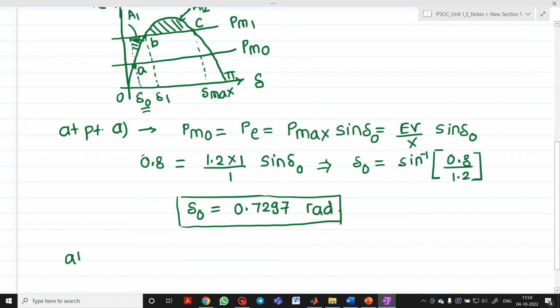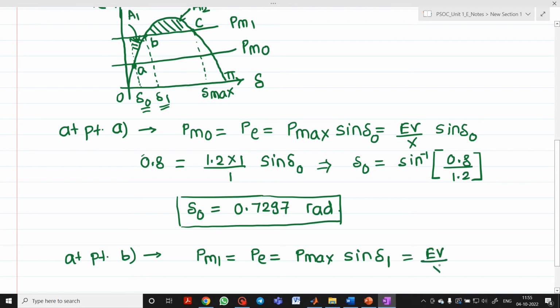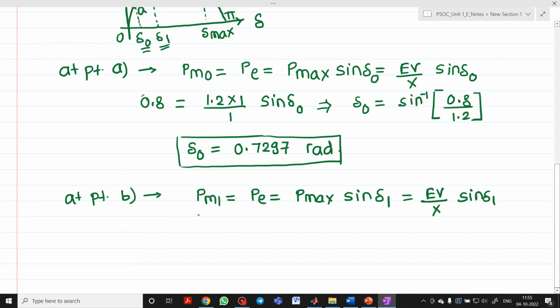Now I will write it for point B. What is the equation? Now what you observe at point B, this PM1 and this PE will intersect with each other. So I will write it here, PM1 equal to PE equal to, it will be what? P max into sine delta. Here I will write delta 1 because the corresponding delta value is nothing but delta 1, which is equal to E into V upon X into sine delta 1. So let me substitute the values. Now what is the increase in the mechanical input? It is 1 per unit. So this is 1 equal to P max, where E is 1.2, V is 1, X is 1, into sine delta 1.